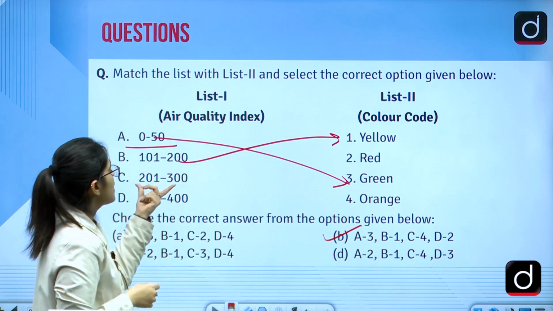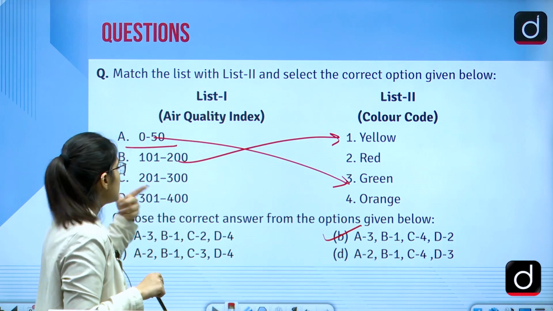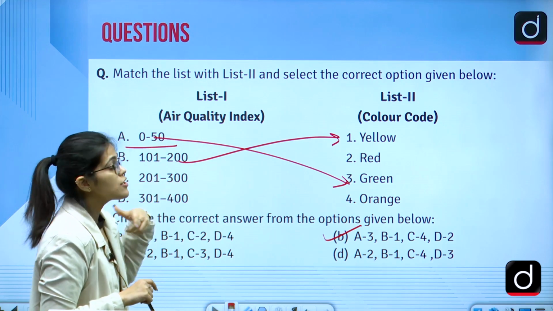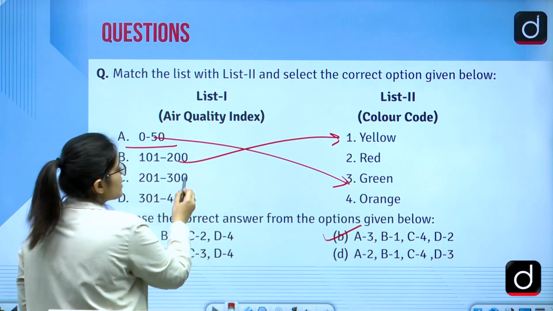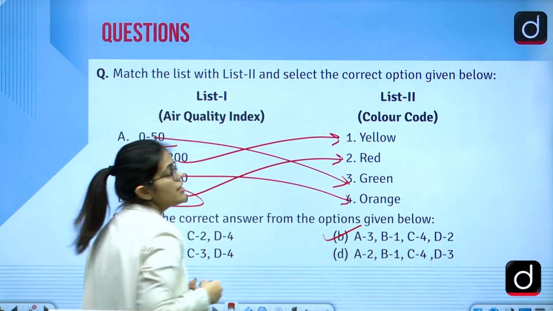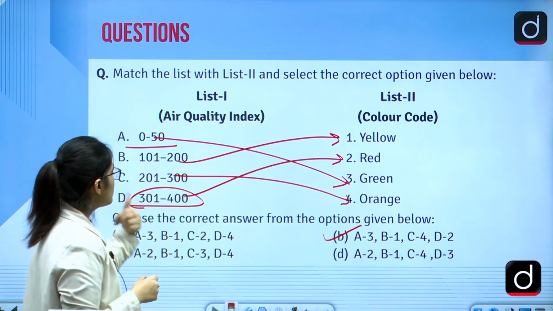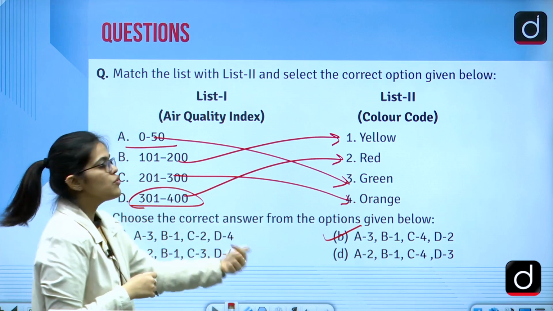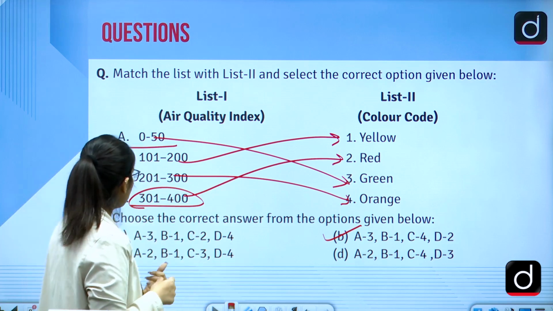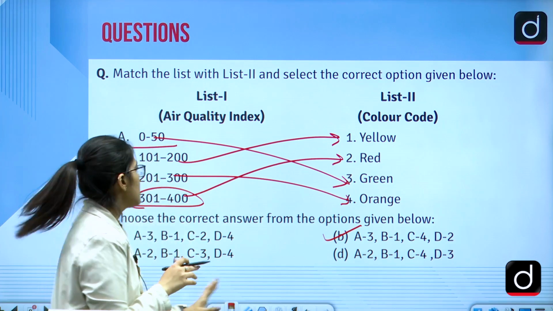But of course, the amount of substances suspended in the air is increasing, so the color will also become darker. So we'll match it with 4, and hence at the end we'll match it with red. So there are a few indices and we can match them with the colors. Also, if you just match D, then you can reach the right answer, or if you just match A, then also you can come to the right answer.